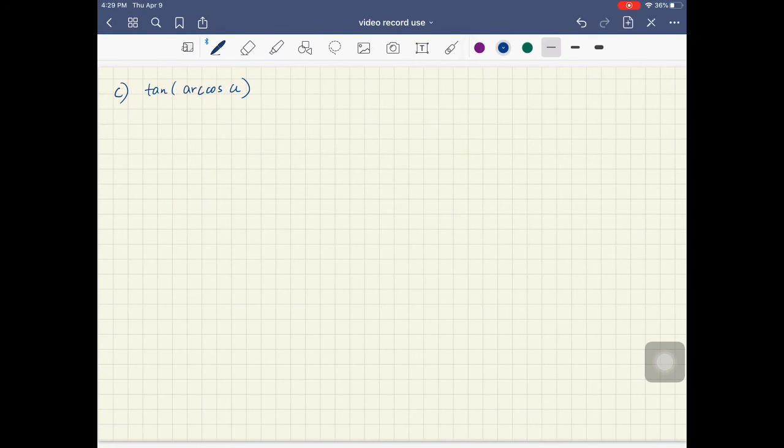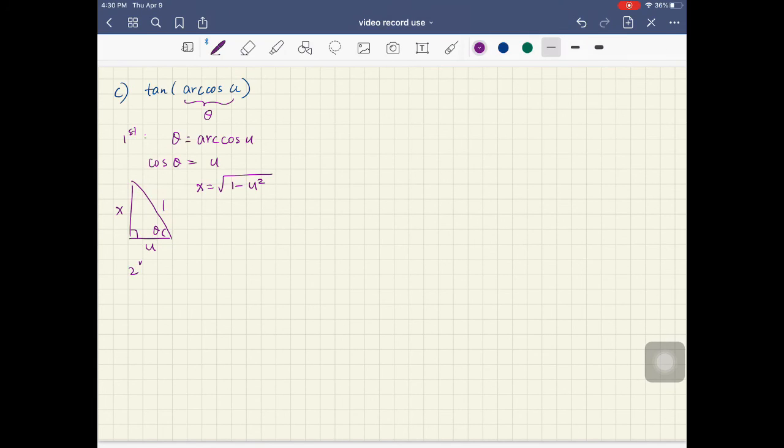The next example we have is tangent of arc cosine of u. So here we have the same thing as before, arc cosine is an inverse function, so this one will return me angle theta. So first, I have theta equals arc cosine of u. That tells me cosine of theta equals u. Then I can have the right triangle. Cosine of theta equal to u tells me my hypotenuse equals 1, and one of the legs equals u. And then the third side becomes square root of 1 minus u squared.